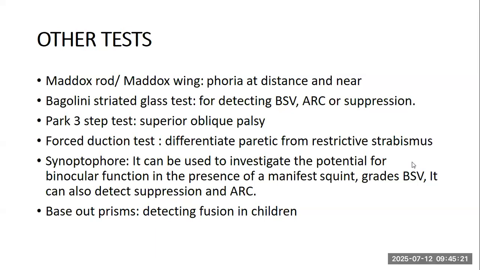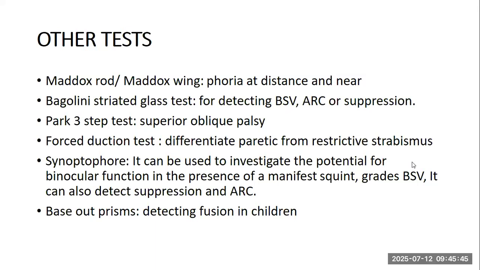Then for the forced duction test, you want to check if the strabismus has a paretic component or a restrictive component. These tests are usually done after your history to give you an idea of what exactly to do. Then the synoptophore test is a test of binocular single vision. You can also use it to test for anomalous retinal correspondence.